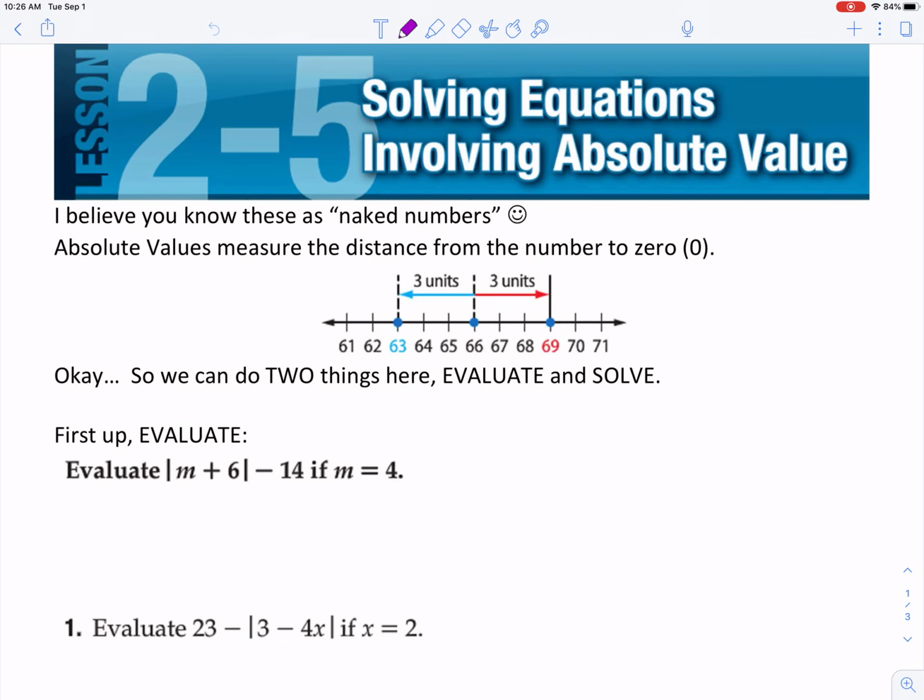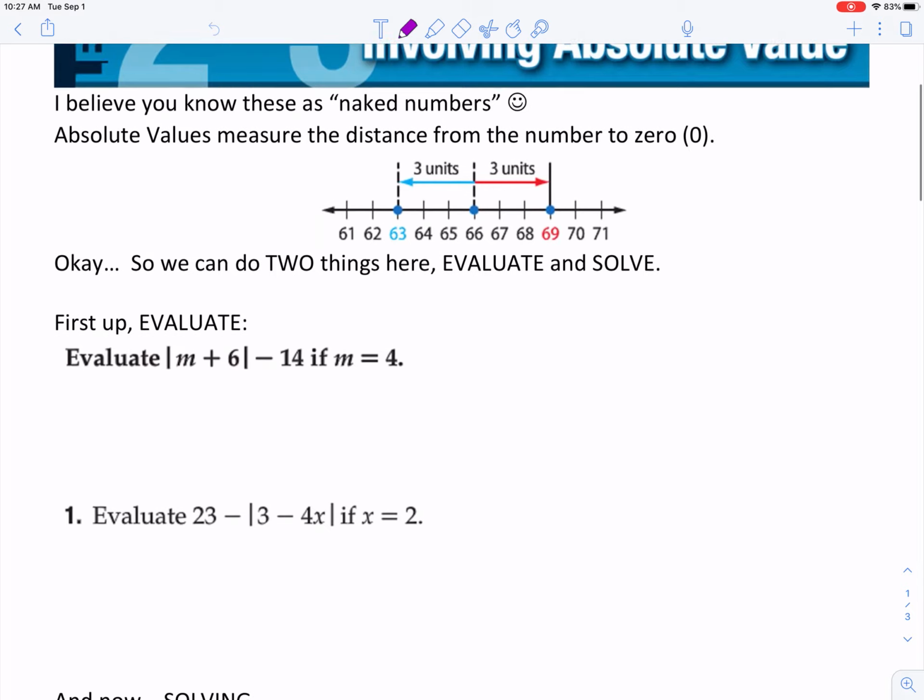Today we start 2-5, which is solving equations that will have absolute values. So I believe you might know these as naked numbers if you had math with Mr. Gleason. And basically, the way he taught it was when you drop the bars, you drop the curtains, you drop the negative. So an absolute value measures the distance from a number to 0. And since distance isn't negative, until you get into doing some physics problems, we don't say that I went negative 80 miles to go somewhere. We said we went 80 miles west. So that's why when we drop the bars, we drop those negatives.